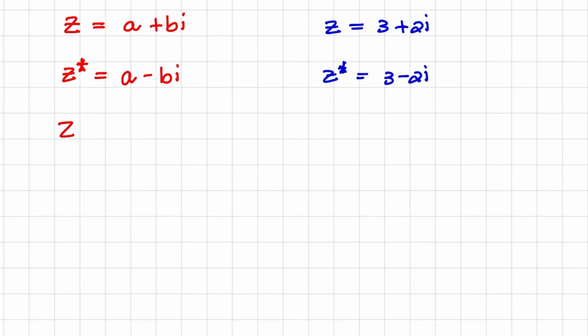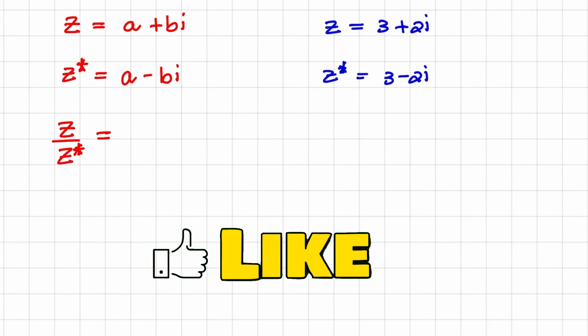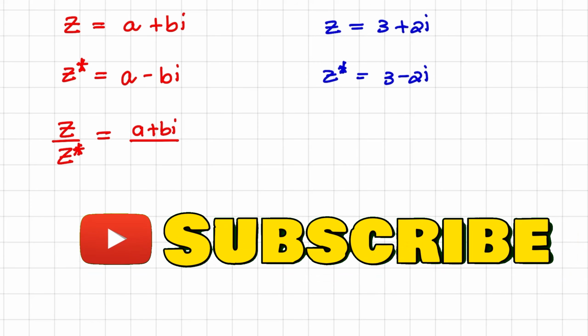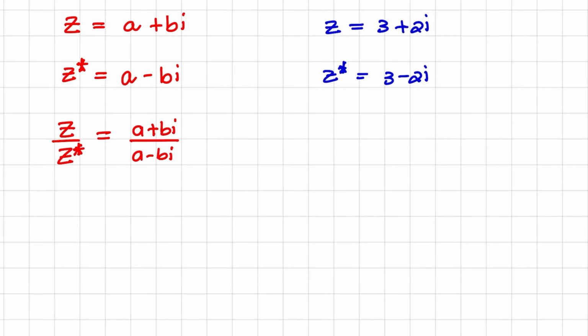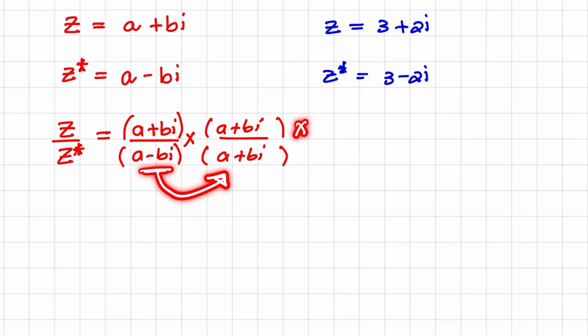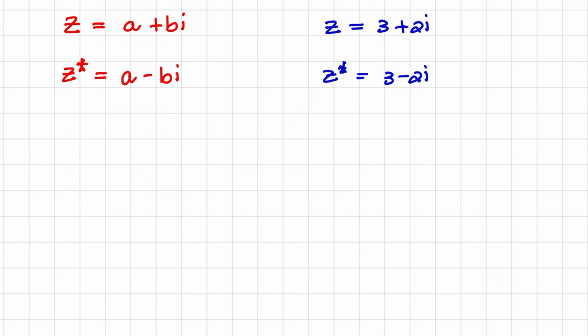And lastly, let us look at what happens if we divide a complex number by its conjugate. So that will be a plus bi divided by a minus bi. But remember, in order to simplify this division, I need to multiply the numerator and denominator with the conjugate of the denominator. So that will be a plus bi. So in effect, I'm multiplying the numerator and denominator with the conjugate of the conjugate, which is the original complex number.